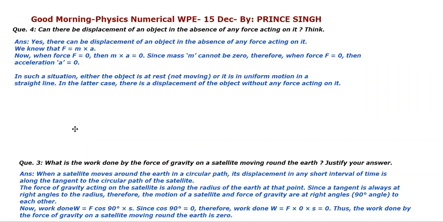F is equal to m into a. Now when force is 0, m into a is 0. But we know that mass cannot be 0. Therefore, when force is 0, then acceleration is 0, not mass. Okay. You have seen the magicians, they move the objects without touching it. So the object is moving in the universe, whole universe, not even in the planet, with the mass. Okay. So the acceleration can be 0, but mass cannot be 0.